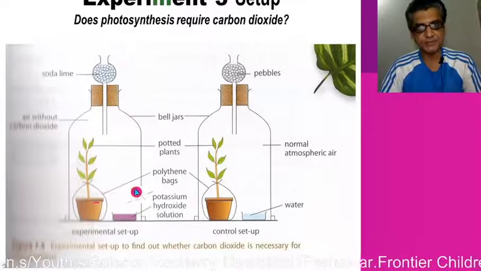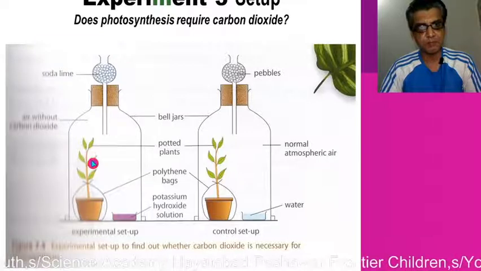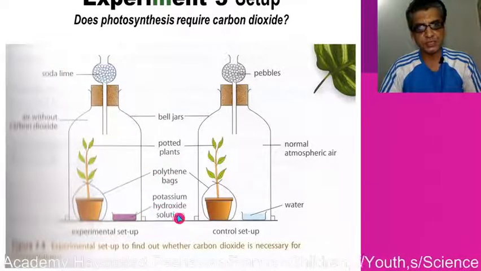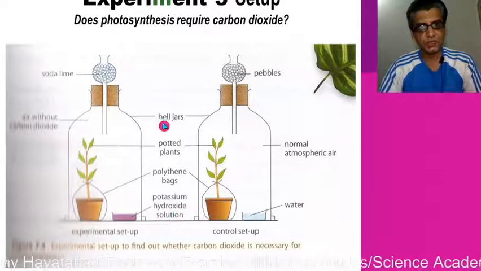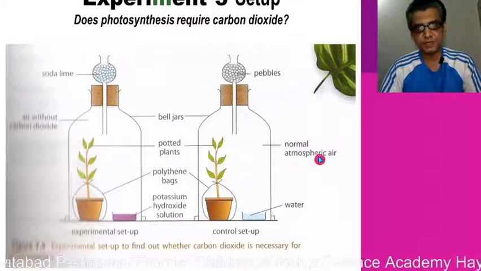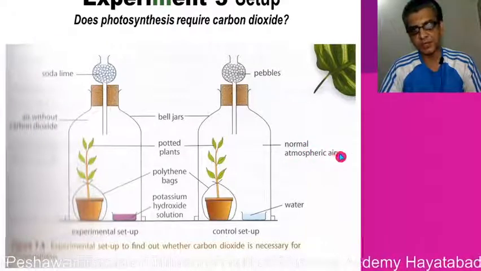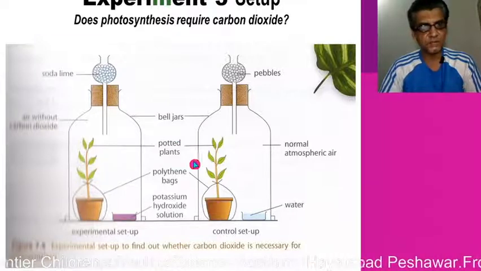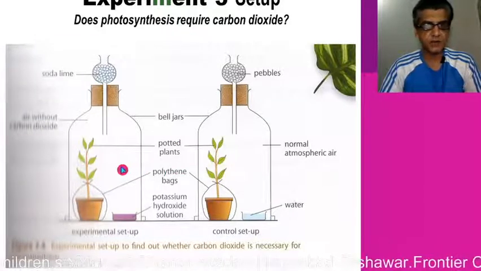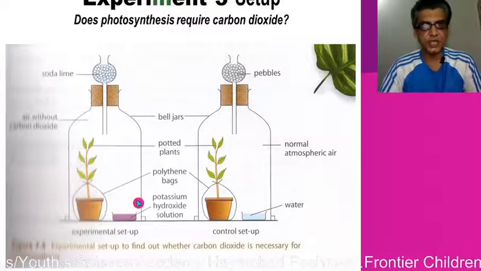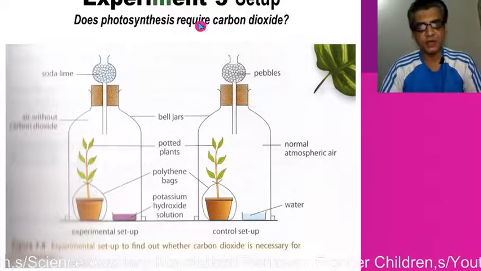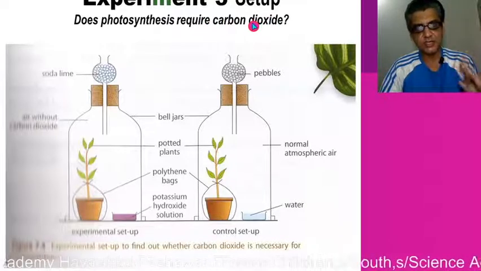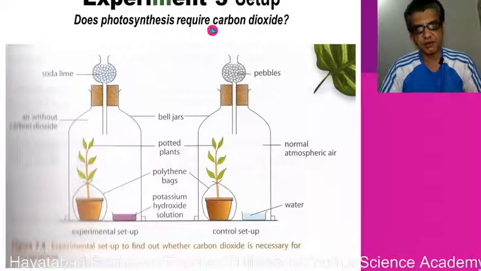So in this experiment, you can see here, this is a potted plant, potassium hydroxide, this is a bell jar, normal atmospheric air, water. Both setups have the same conditions, and we want to test the requirement of carbon dioxide for photosynthesis, whether this carbon dioxide is required for photosynthesis or not.